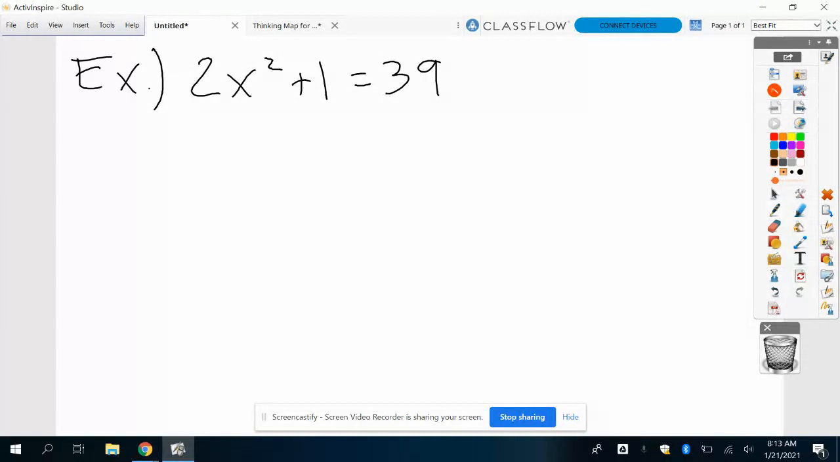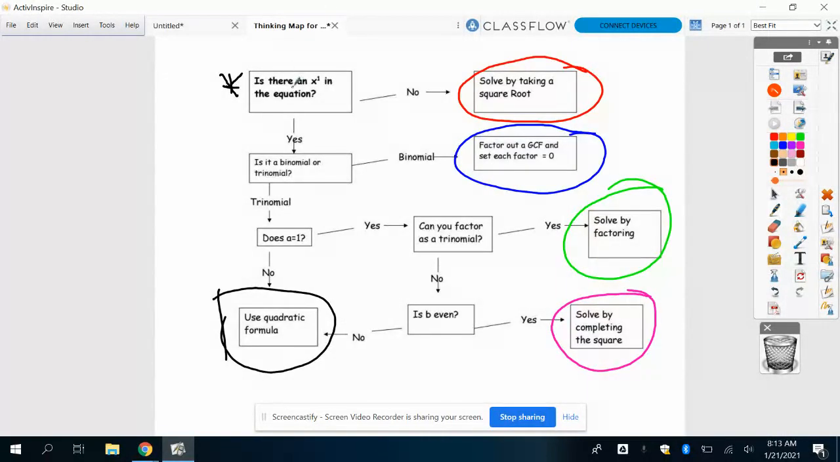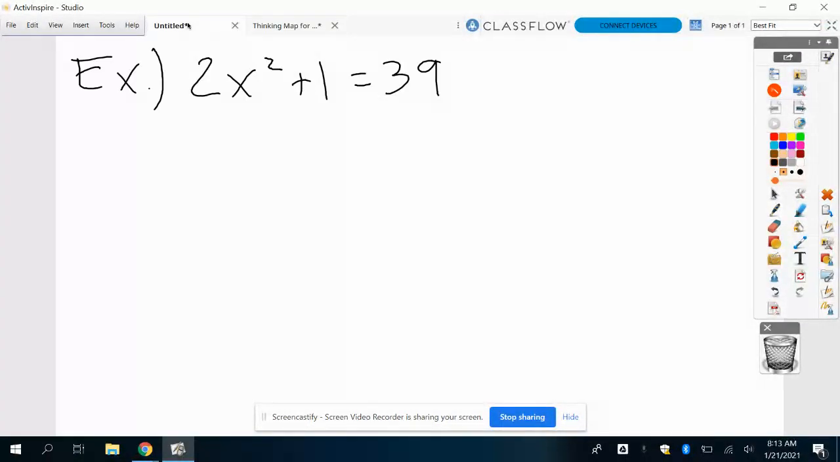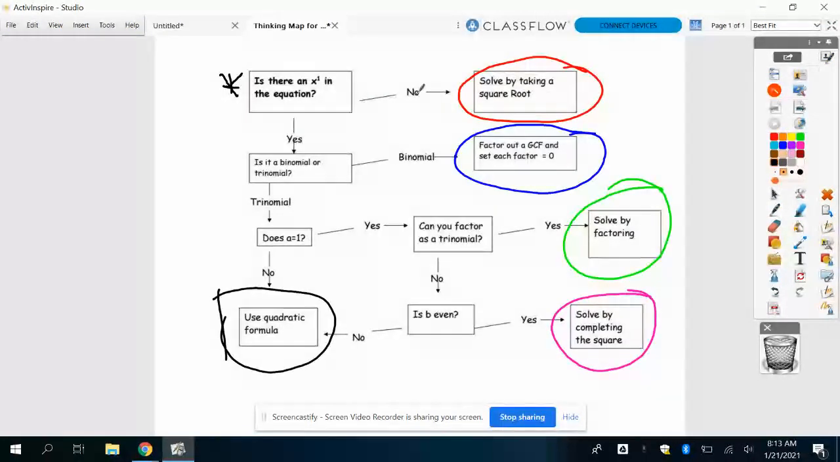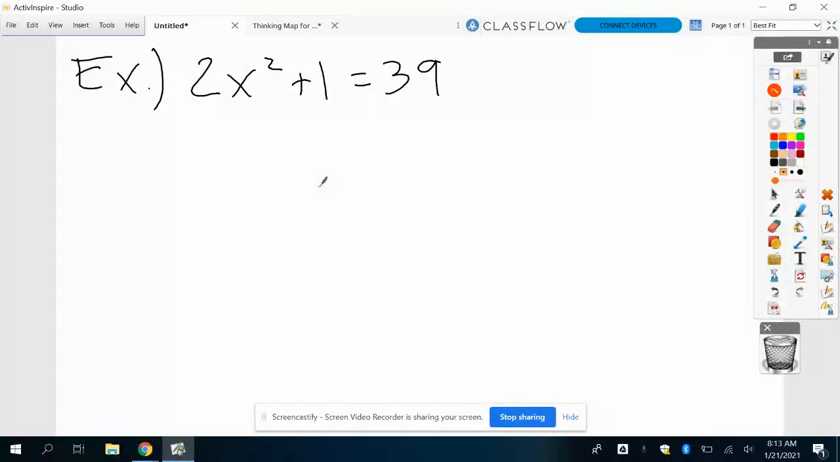So if we look at our thinking map, first thing to look for is: is there an x to the first power in our equation? Well, if we look, there is not. So we want to look at what happens when it says no. Well, when it says no, that means for this first example, example 1, we're going to solve by taking the square root. So if I want to solve by taking the square root, I want to try to get this x squared alone.